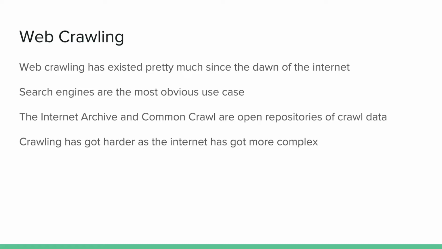Other open access projects include the Internet Archive and Common Crawl. They're both open repositories of crawl data. But crawling has got a lot harder as the internet has generally got more complex with server-side rendering, various bits of different plugins that don't render text information without actually sticking it into a browser. It's a tricky business these days.